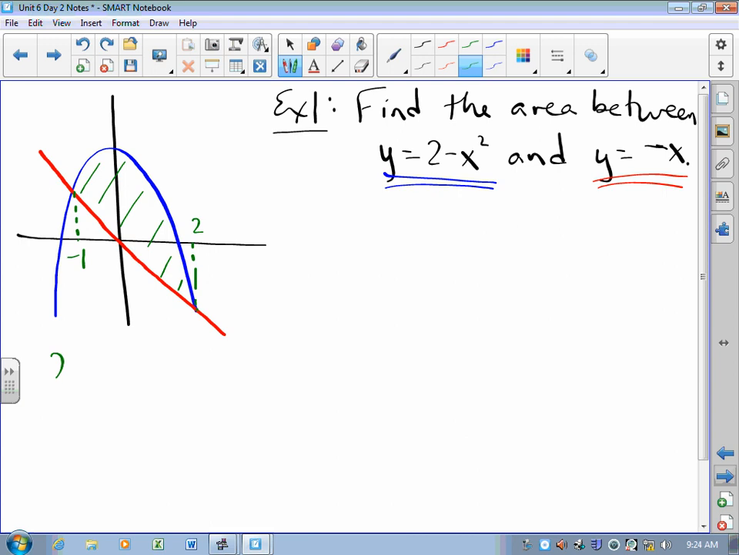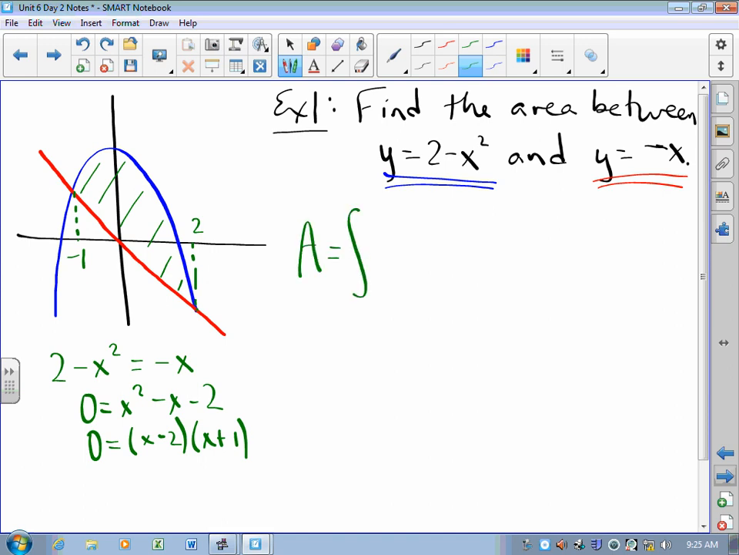Except to say that 2 minus x squared would have to equal negative x. So x squared minus x minus 2 would have to equal 0. And algebra takes you home tonight. I want the area between the curves. So to figure out the area between the curves, I set up the definite integral from negative 1 to 2 of top minus bottom dx.